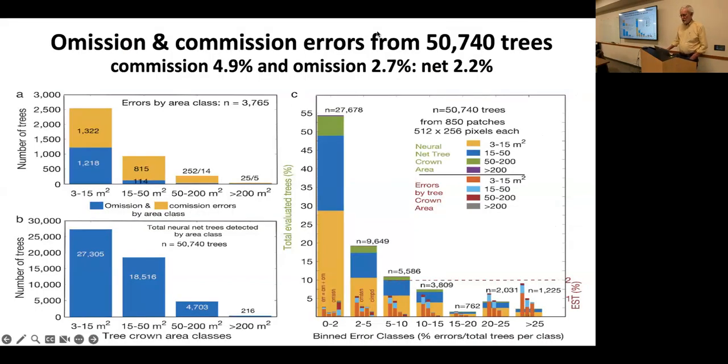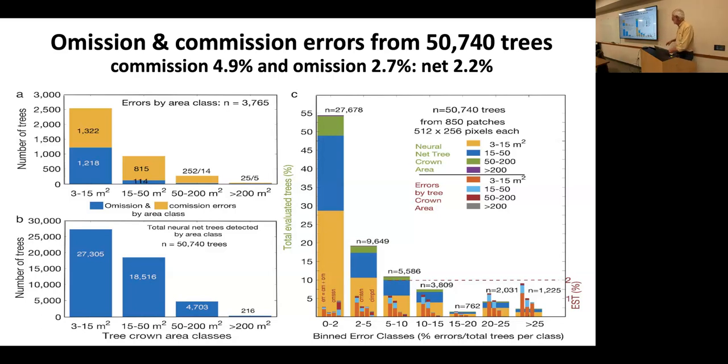Now, we also undertook, and I took part in this as well, the omission and commission errors. So that means if you omit a tree, that's an omission error. And if you call something a tree and it's not, that's a commission error. So we did this for about 1,256 by 128 meter areas. And what we found was that most of our errors were for the smallest canopy sizes, but they were fairly balanced in terms of omission, commission.